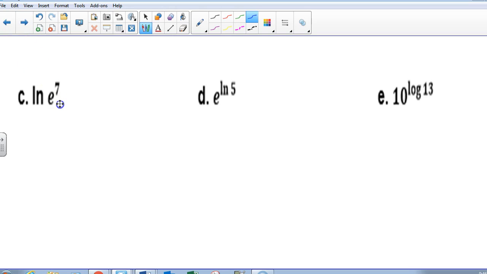This one is just 7, because the natural log of e is just 1. What about this one, guys? Yep, this is just 5. Those cancel each other out, the log and the exponent. This one, because it's a base 10 common log up here, is just 13.